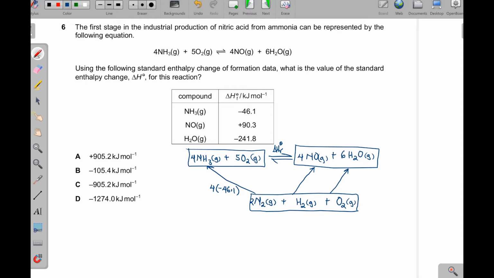And then we are forming this one here, nitrogen monoxide, but 4 molecules are being formed. So we shall have 4 times the positive 90.3. You see that? And then here, for water, we shall have 6 times, because from enthalpy of formation, we are looking at formation of 1 mole of a compound, and these are 6. So that means you have to get the enthalpy of formation and multiply by the number of moles that are being formed. Okay? Now, using Hess's law, I can move like this.